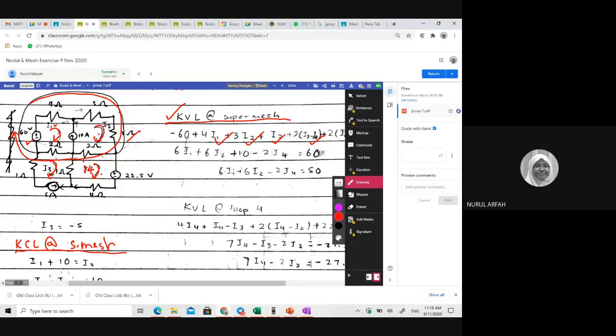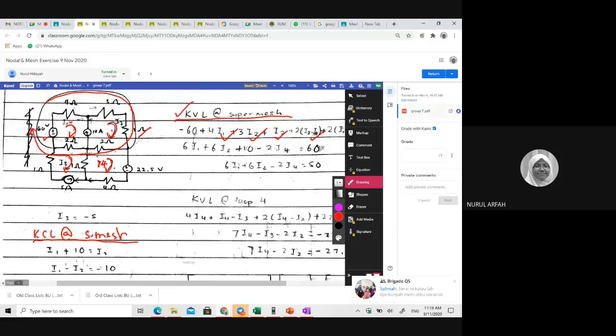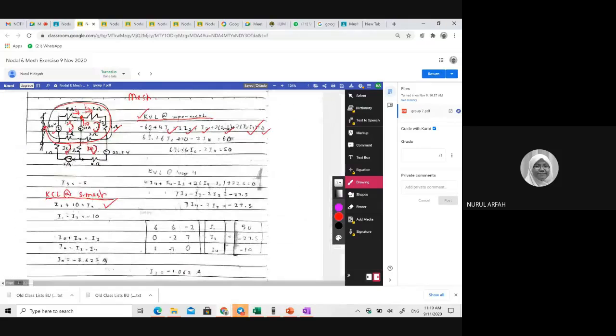And then you have a KCL at super mesh. What is KCL at super mesh? The same direction of your current 10 amps here, minus with the opposite direction, equal to the value 10 amps. Or you can put a note here. So this is I1, this is I2, this is 10. So I1 plus 10 equal to I2. Yes, correct. Okay, good. And then you have other things.